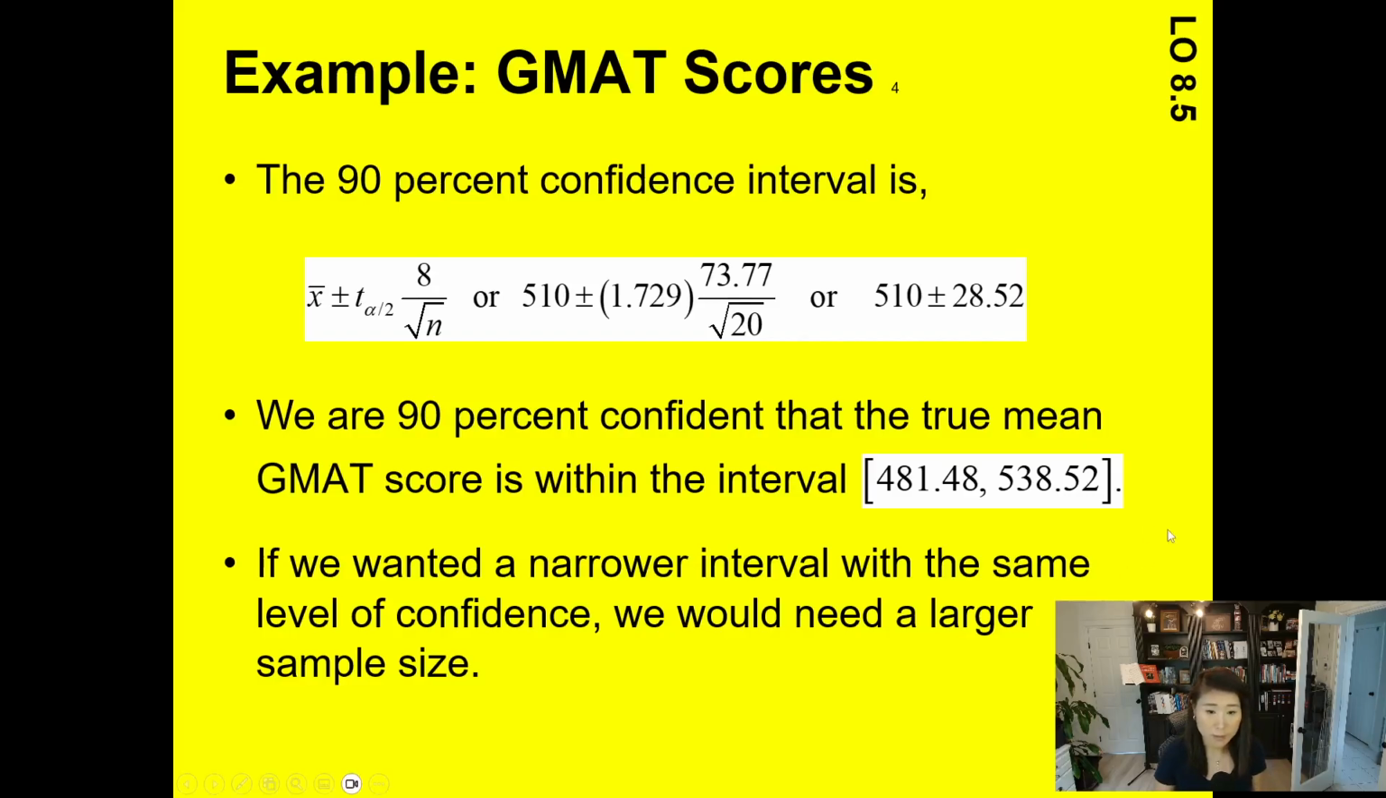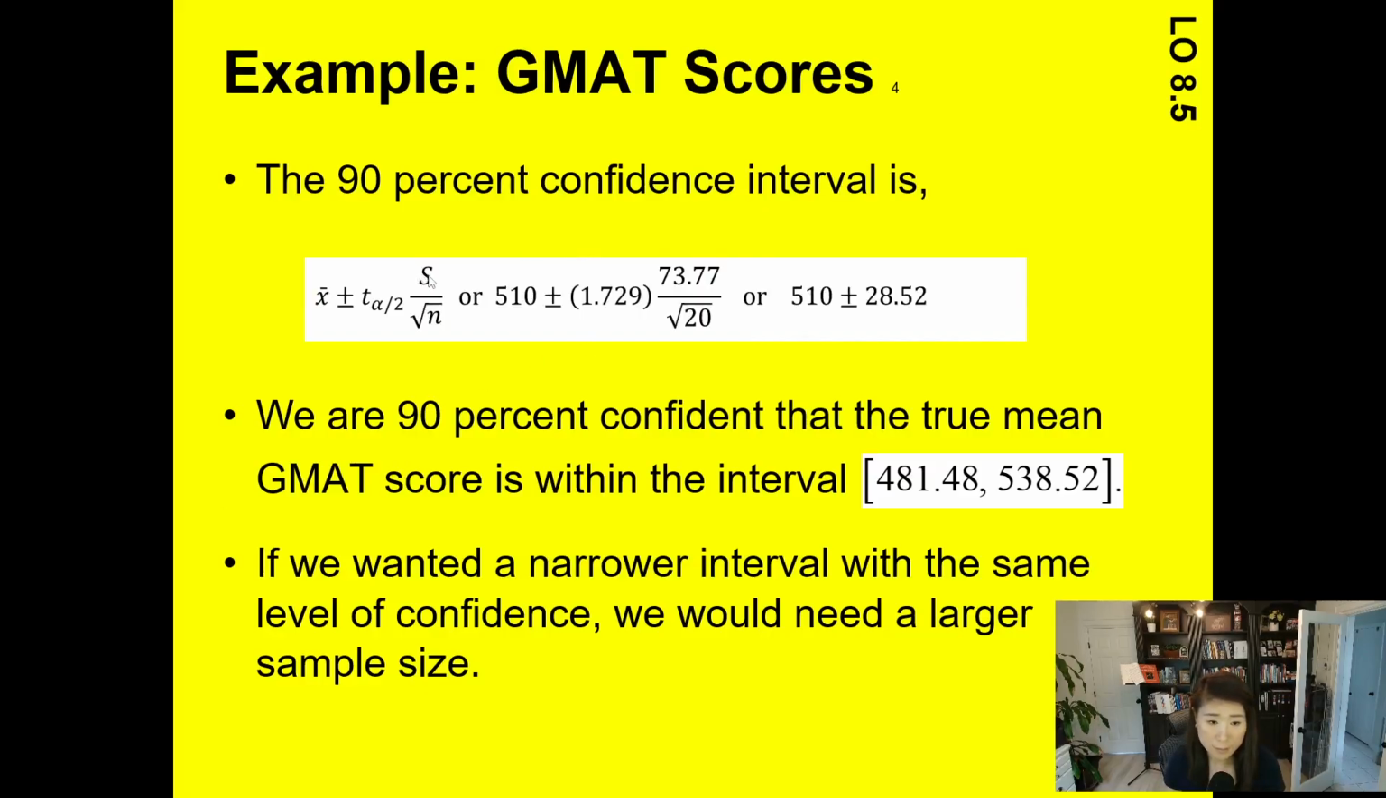Okay, after that, we're going to apply the formula we already learned. The mean we already calculated, and the t statistic we just calculated, and then the numerator is my standard deviation. The standard deviation S is equal to 73.77. And then we further calculate. When I choose the minus sign, I get my lower limit. If I choose my plus sign, I get my upper limit. So therefore, the 90% confidence interval for this scenario is between 481 and 538. The student scored within 481 to 538.